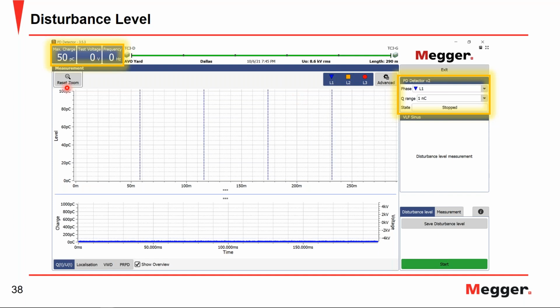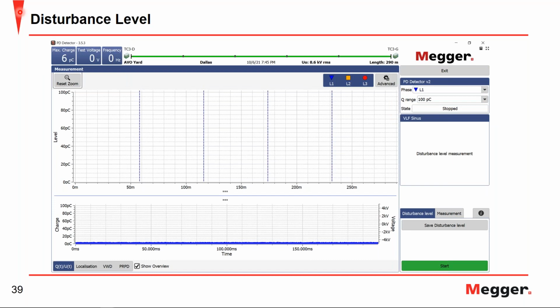We hit start and we can see that we get our actual max charge, and you can see it down here as well, nice and soft and smooth there, where we have a max charge of 50 picocoulombs. So what that's saying is our background noise is 50 picocoulombs, and therefore we should be able to detect any partial discharges that are above 50 picocoulomb in magnitude.